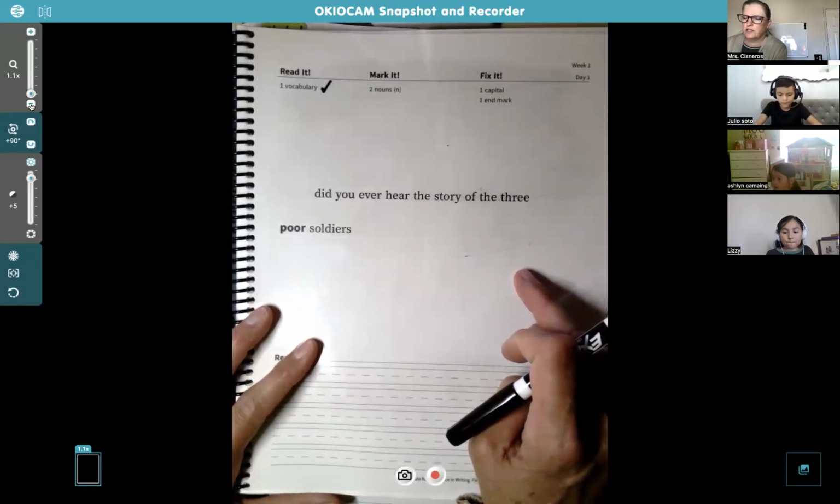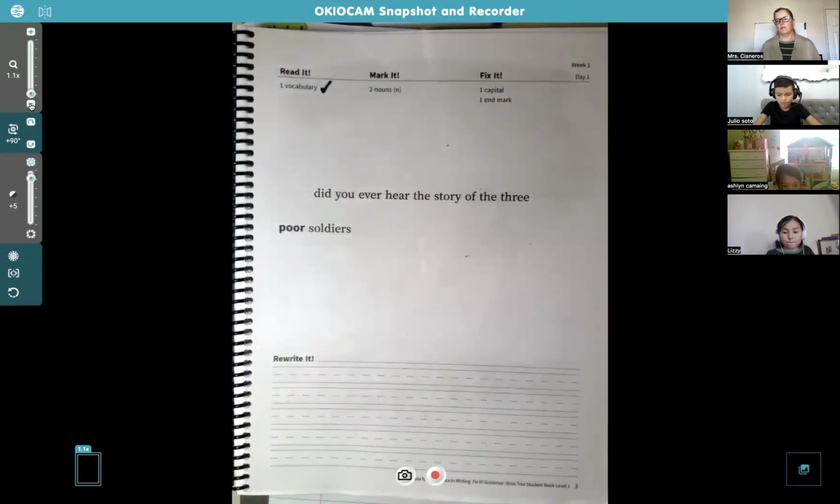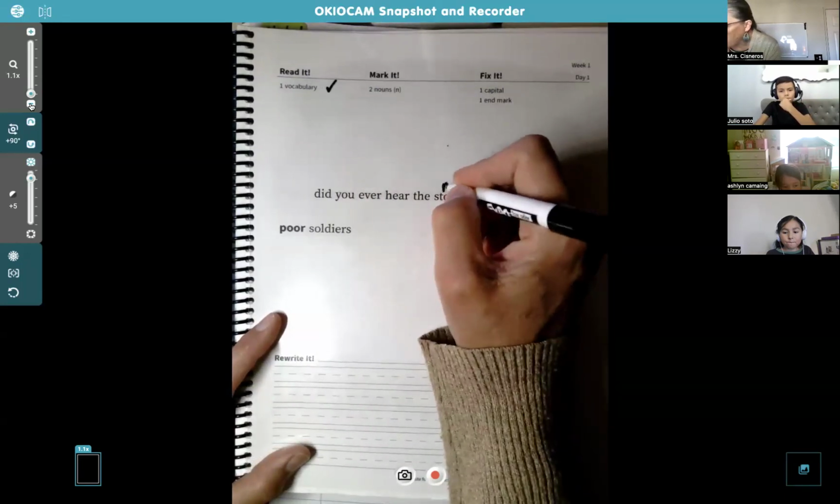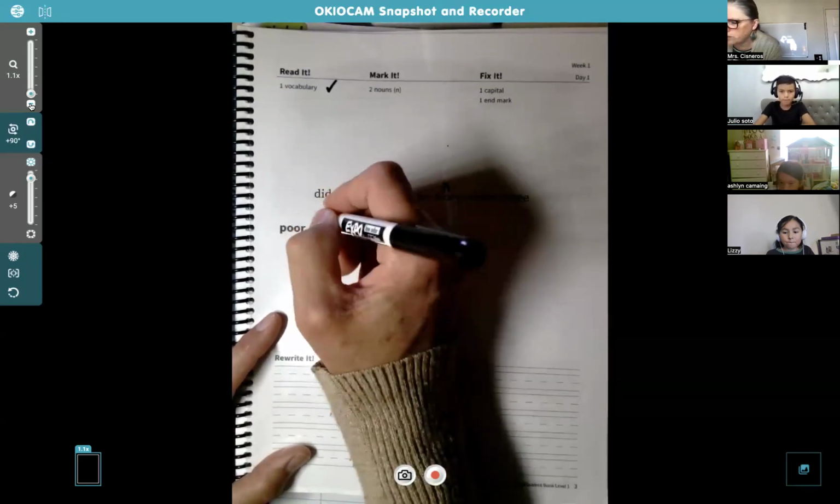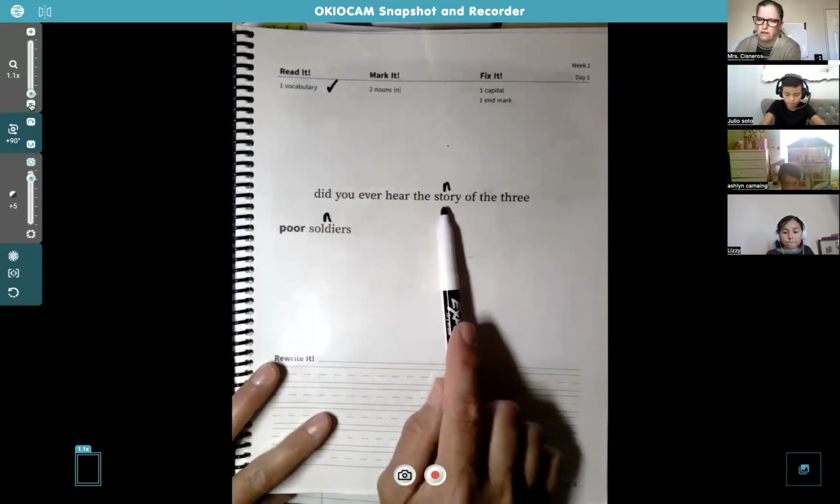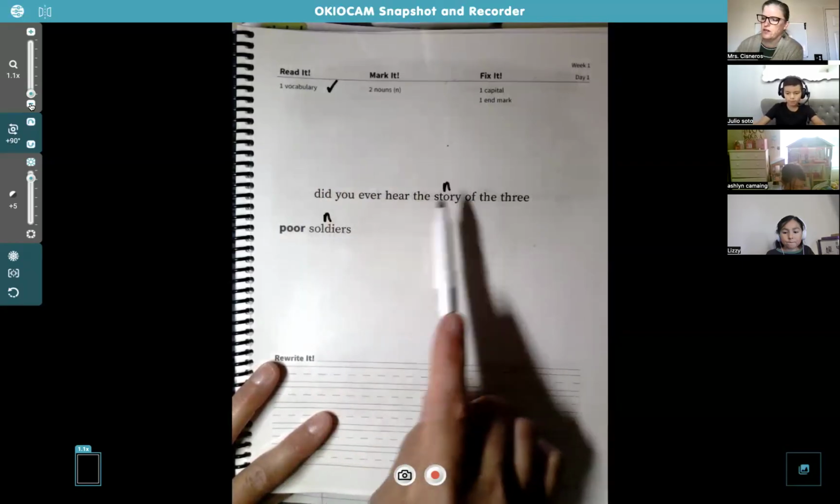So, Ashlyn, do you see 2 words in here that are nouns? Person, place, or thing? Story and soldiers. Yes, very good. I'm going to put an N on top of story and an N on top of soldiers. So what we're doing is labeling these words. Story is a thing, and soldiers are people. Those are both nouns. Very good.